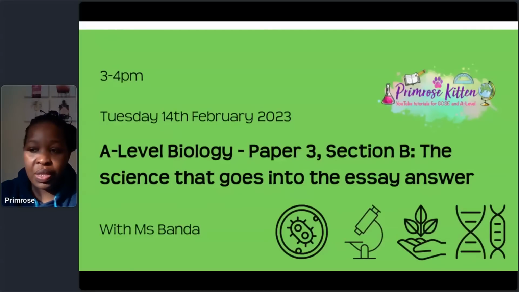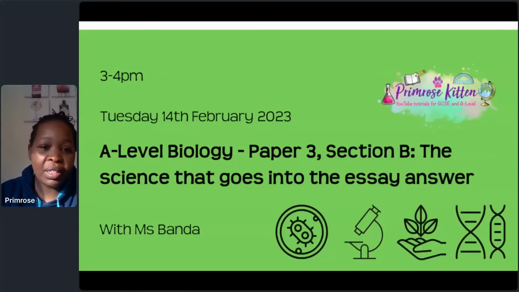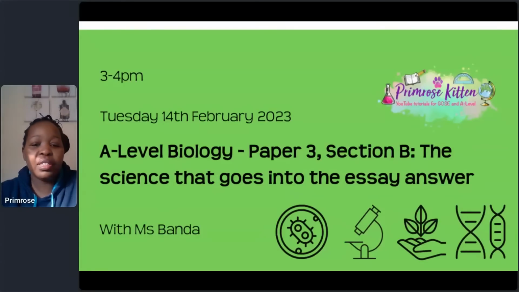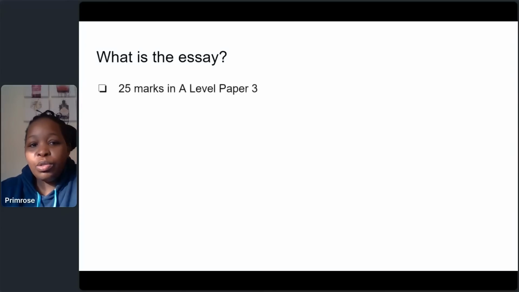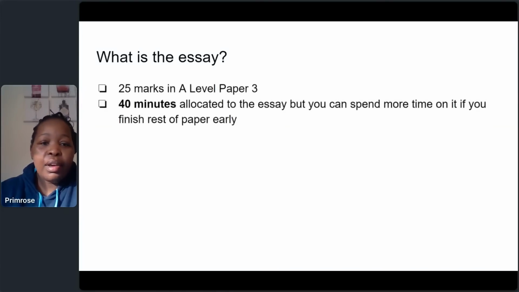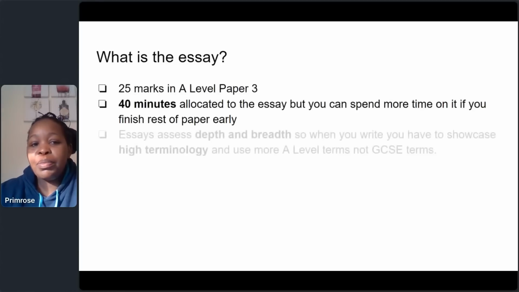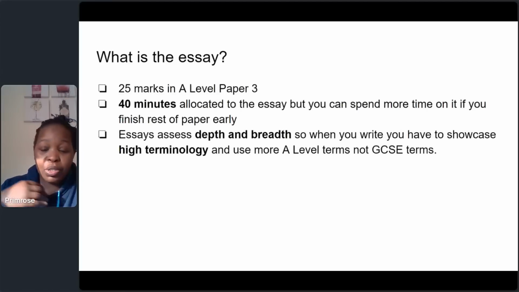The most important thing is to know that the essay is about 40 minutes of your Paper 3. So it's important that you learn to manage your time properly before you even start writing the essay. Before the exam, practice writing a few essays so that you manage your time properly. 25 marks are allocated to the essay. Like I said, 40 minutes, but if you finish the rest of your paper early, then you get more time for the essay, although I would make sure that you've checked the rest of the paper because you don't want to lose marks unnecessarily.